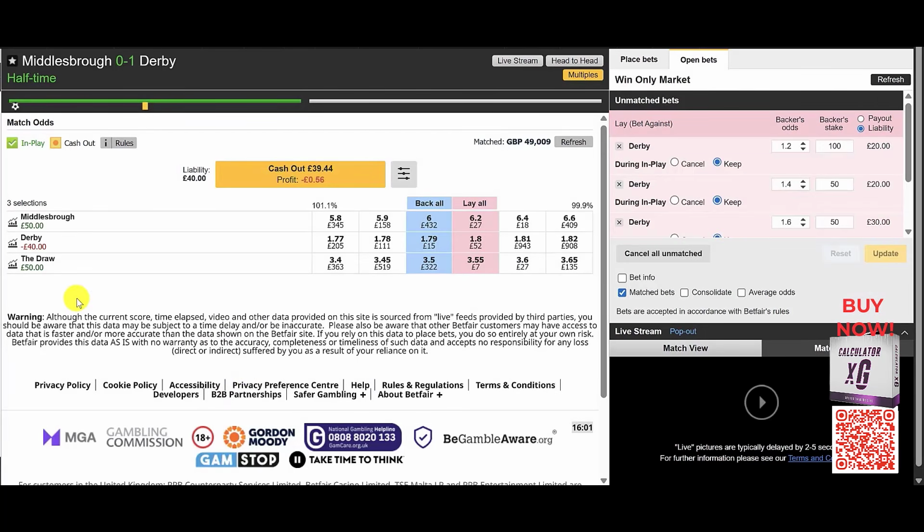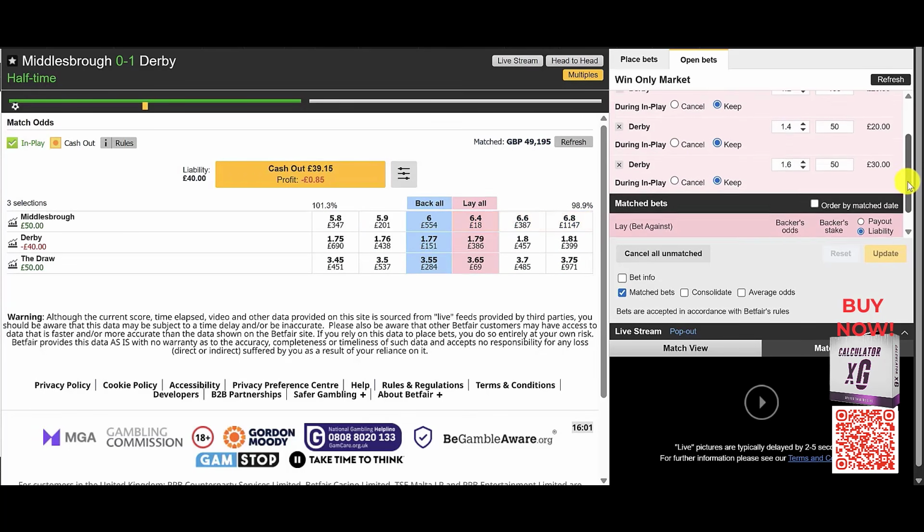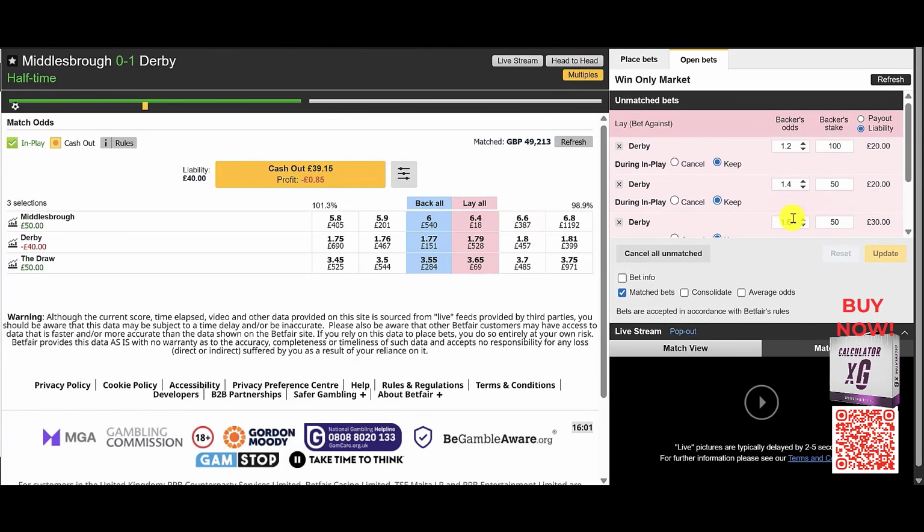And let me show you what we've done here. So Derby leading 1-0, currently 1.79. You know, with time decay, that's going to be steaming in. We've laid them at 1.8 already. We've got lay orders there at 1.6, 1.4 and 1.2 to take advantage of that time decay. We're obviously expecting this match to go back to being a draw at some point, and the strategy is there to take advantage of that.